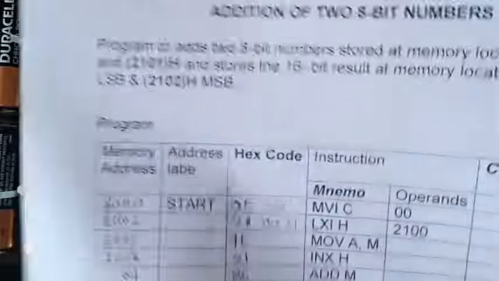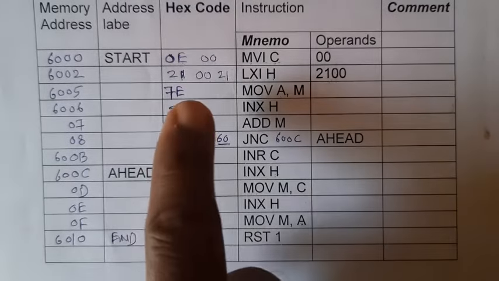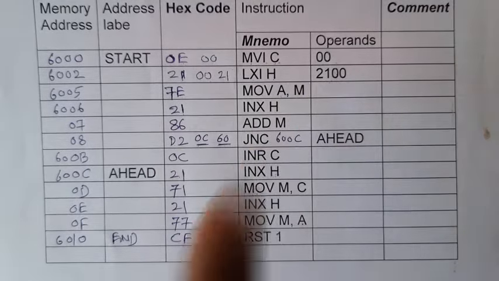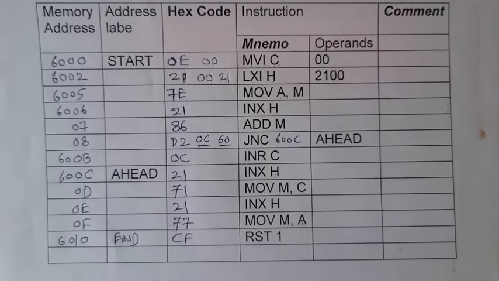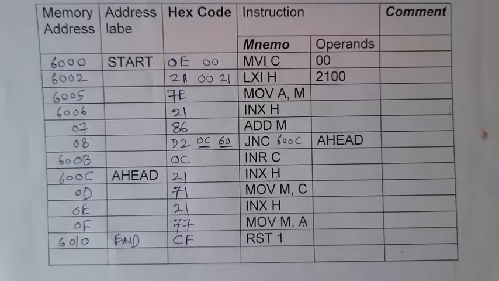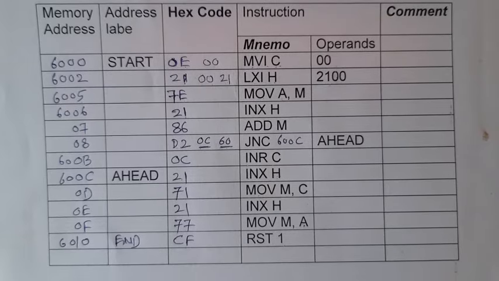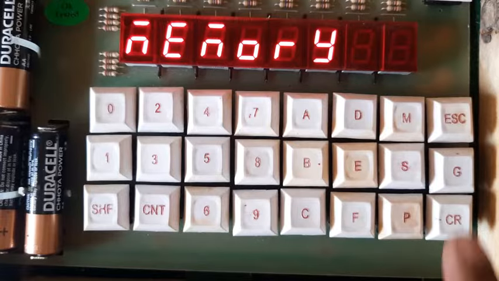Now what has the program done? The program has added B5 and 18, that is the content of 2100 and 2101, and stored the result at 2102 and 2103, that is carry and sum, right? And therefore what we will do? We will check what are the contents of 2102 and 2103. That we will have to check. And therefore again I will enter the substitute mode. I will press enter.